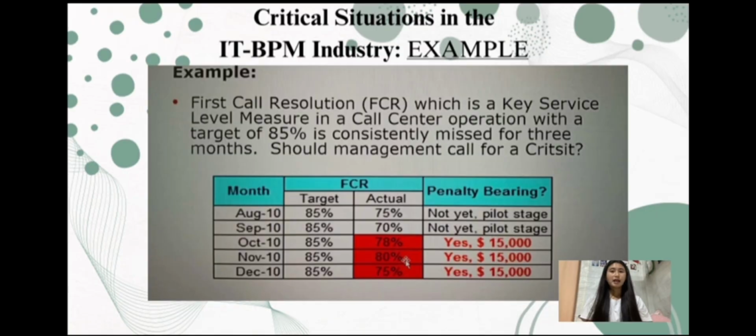In this given example, the consistent miss on first call resolution, or what we call FCR, is a critical service level metric in call center operations, measuring the percentage of customer issues that are resolved during the first interaction. The target FCR is 85%, but the actual performance has consistently fallen short over a 5-month period.